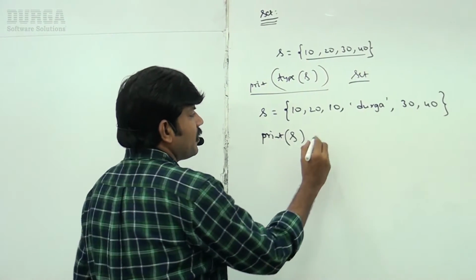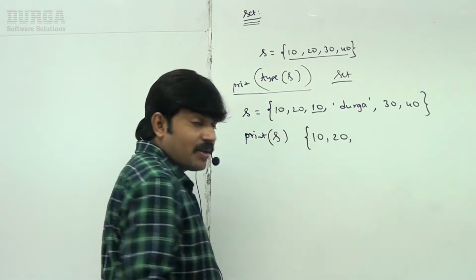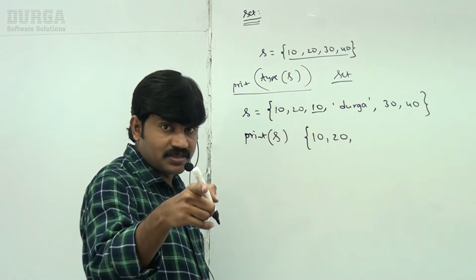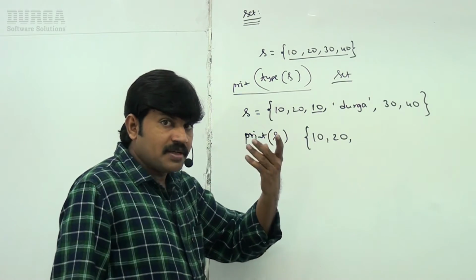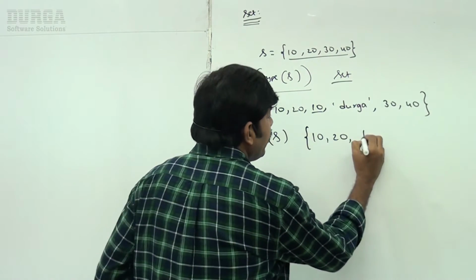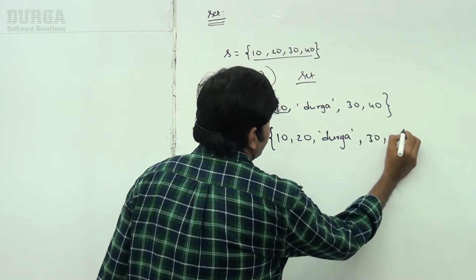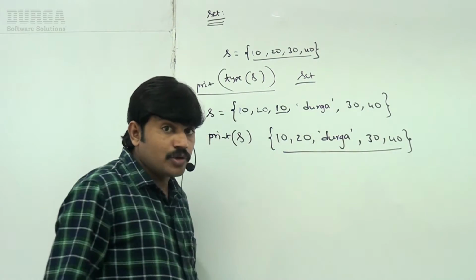Yes, very simple, sir. 10, 20. 10 is available 2 times, but in the set only once. The remaining duplicate element will be ignored. 10, 20, Durga, 30, 40. Only this. 10 two times won't be there.